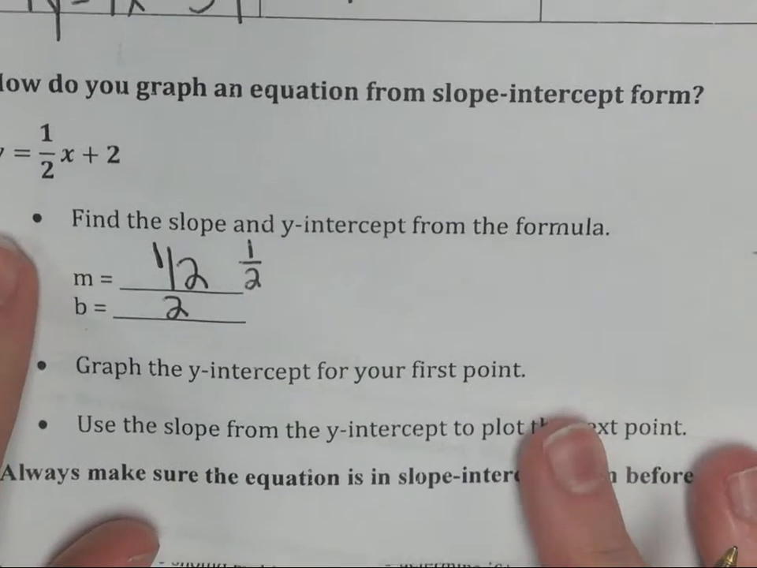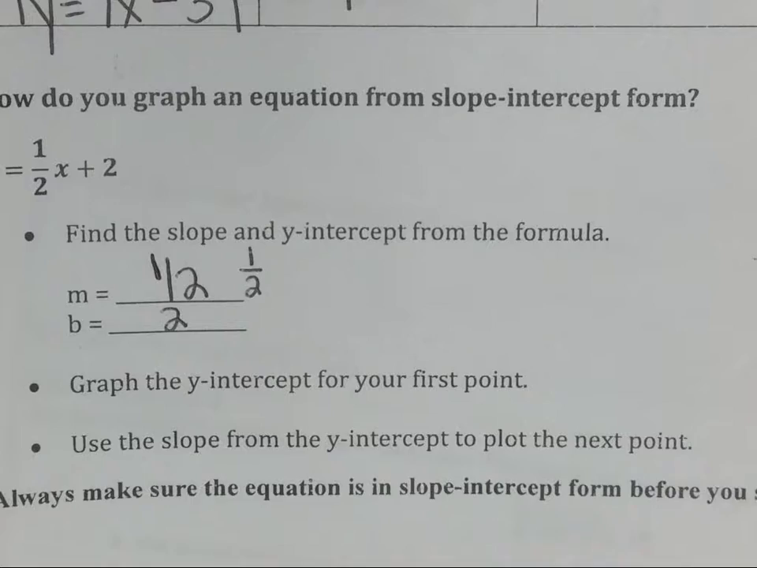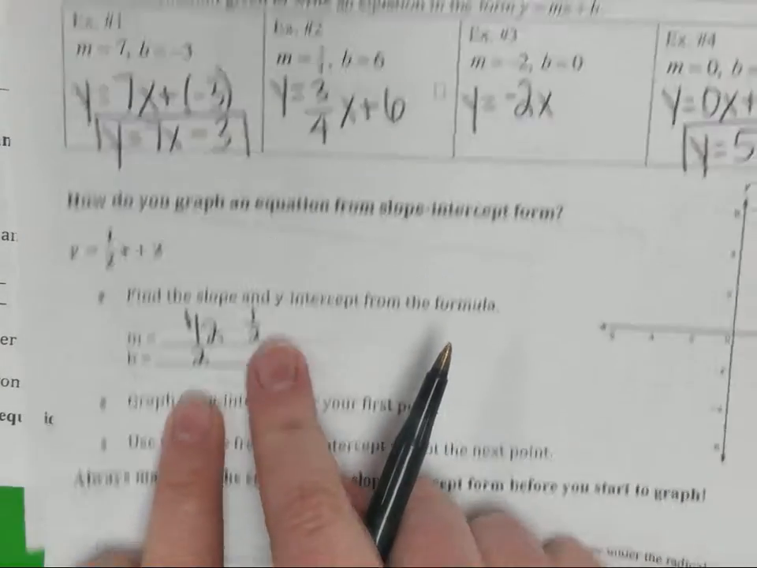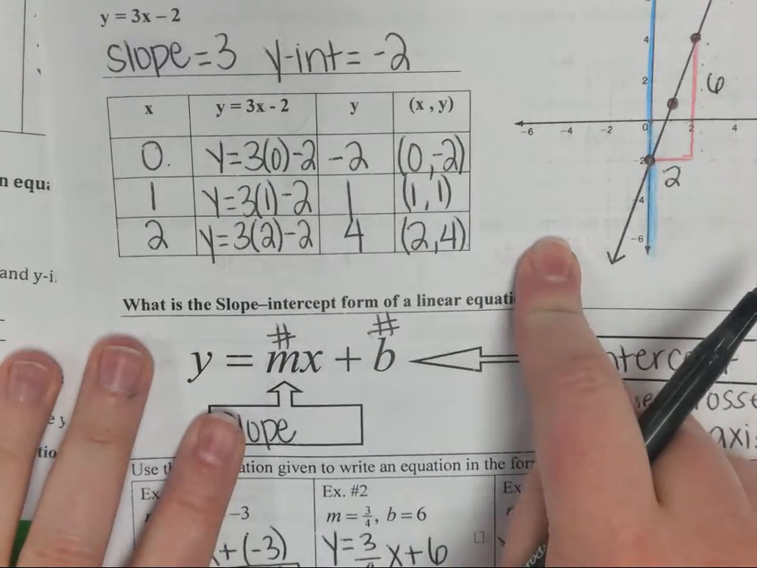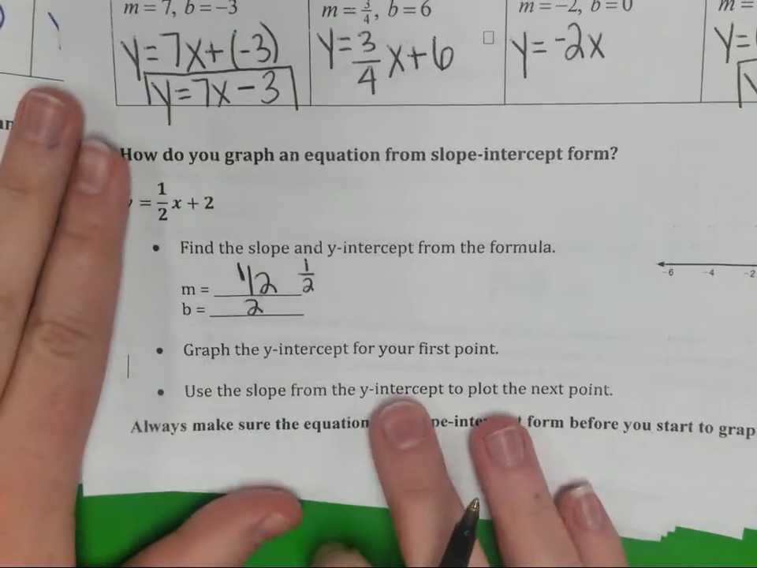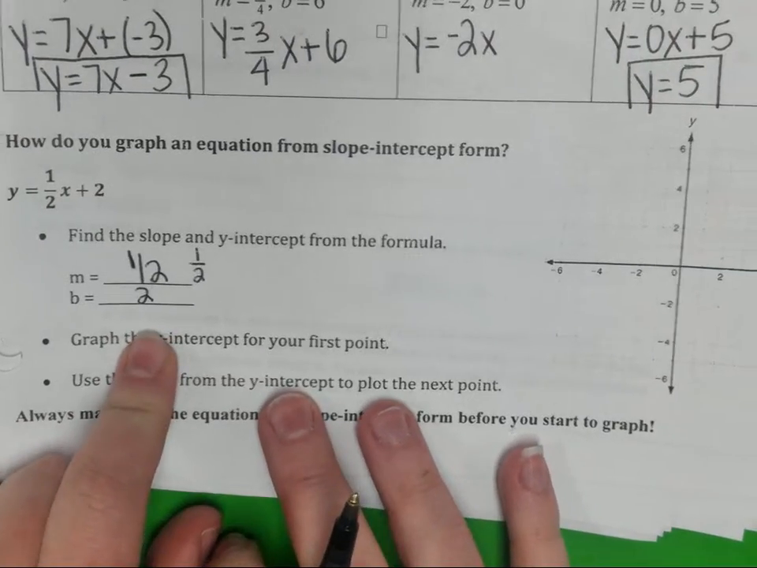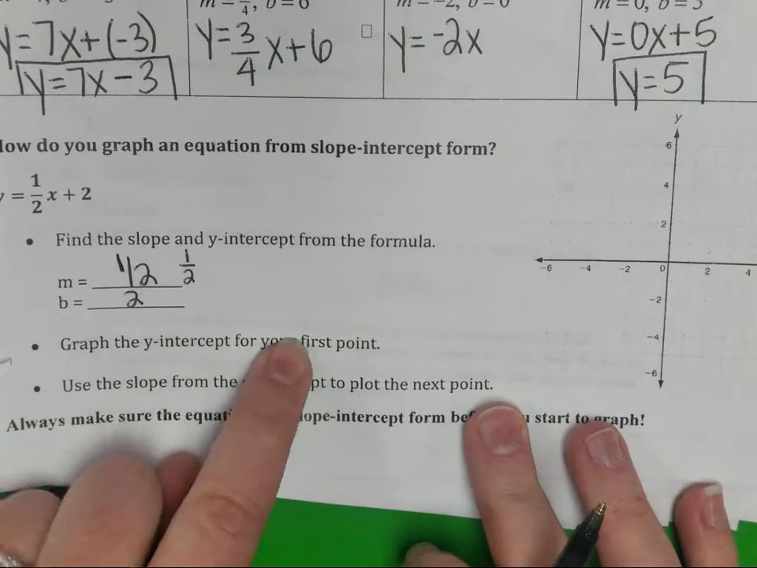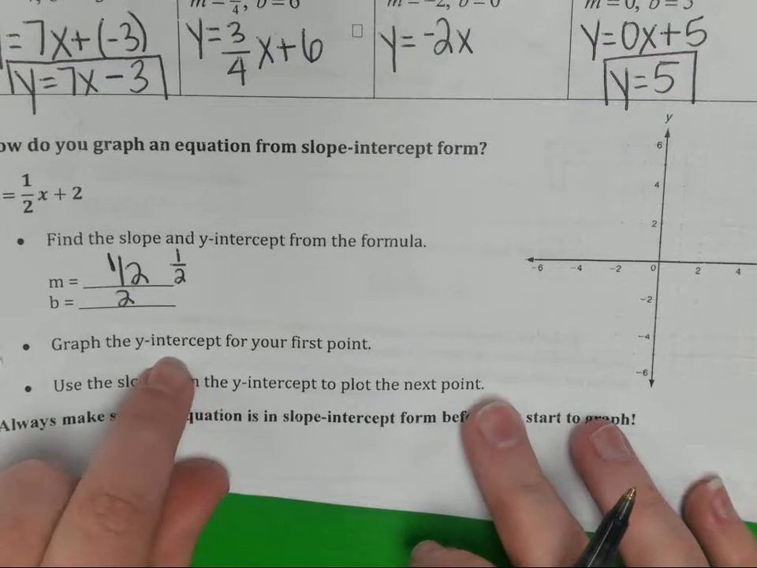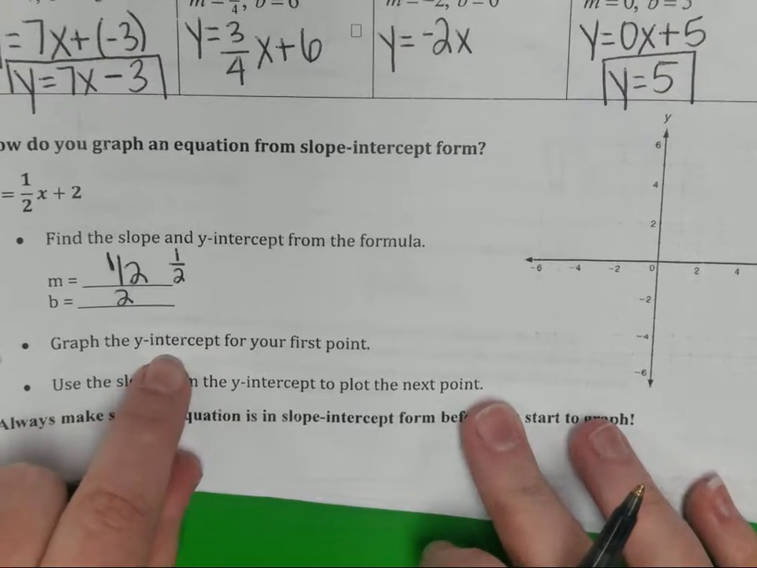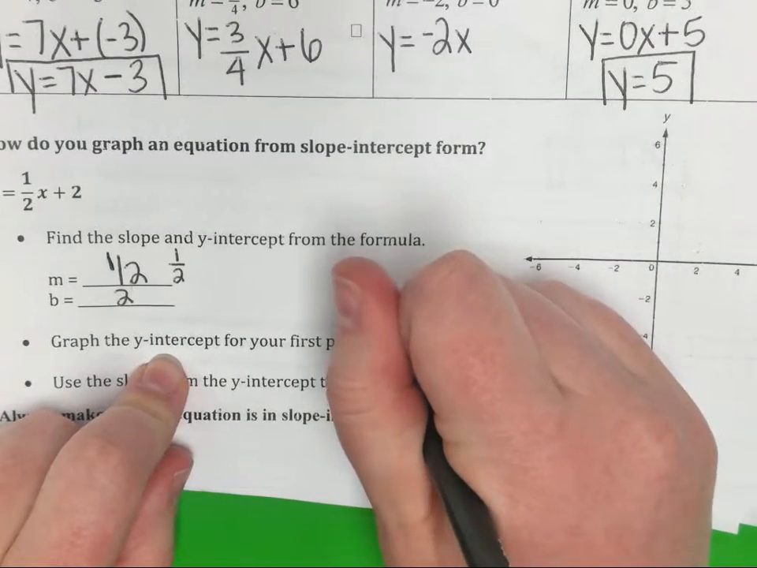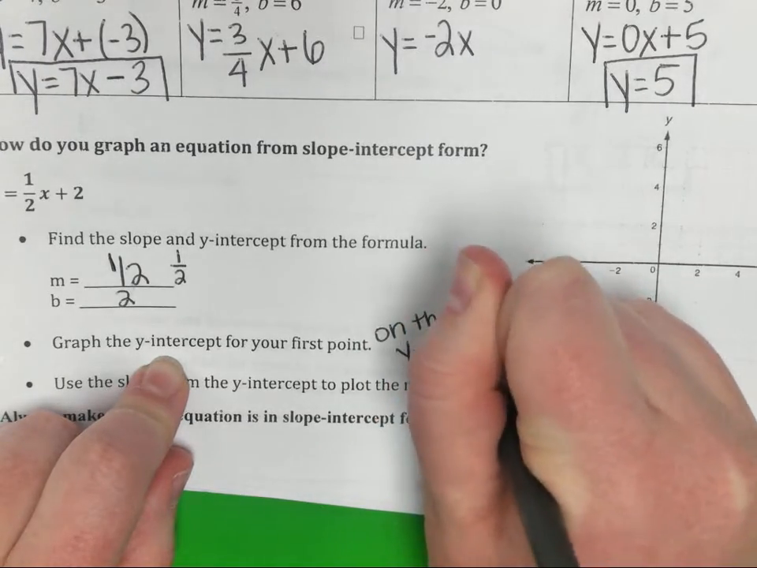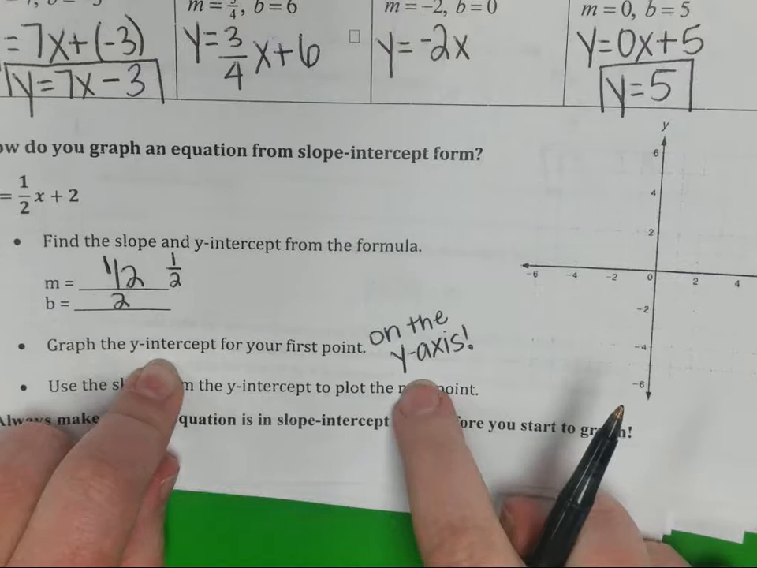Okay? Now, in order to graph from this form, instead of making a table, this is the way I like to graph, because do we want to have to make one of these every single time? No. This is the quicker way to graph, but it's a little bit trickier for people. Our first step is to graph the y-intercept as our first point. The y-intercept is going to be where? On the y-axis. Let's make a little note of that. On the y-axis.